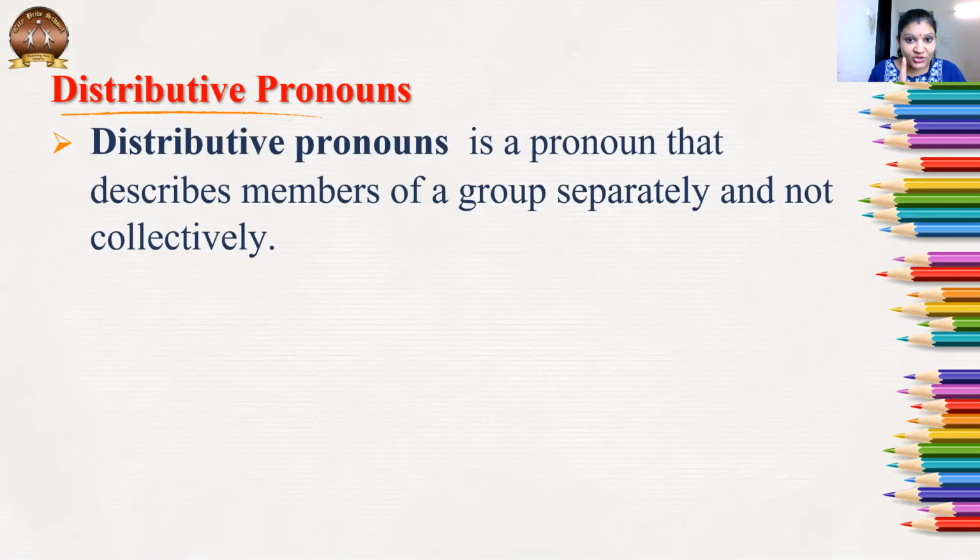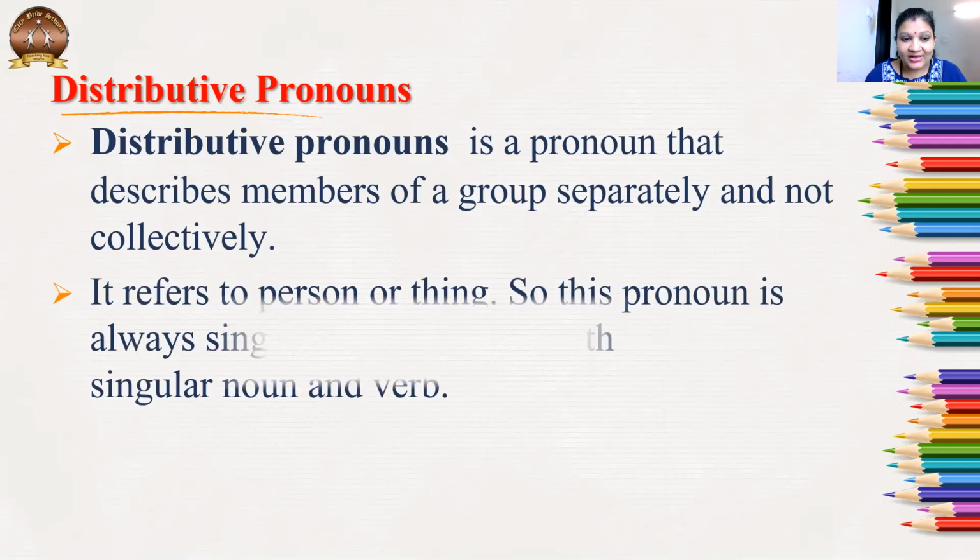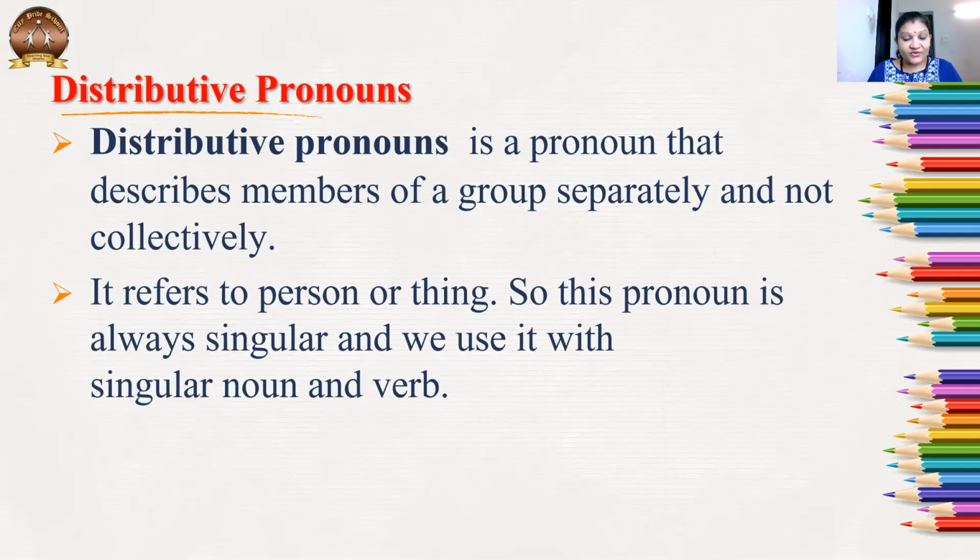Means I am talking to a group, but I'm talking to each one of them at a time, pointing out each one of them at a time. Talking to a group, but individual signal towards every member. Focus on the word every. It refers to a person or thing, so this pronoun is always singular and we use it with singular noun and verb. This is why I'm describing it so much.